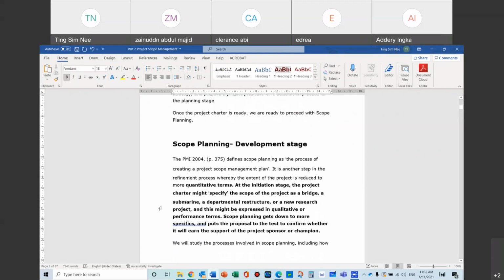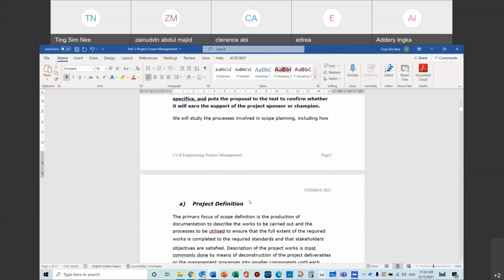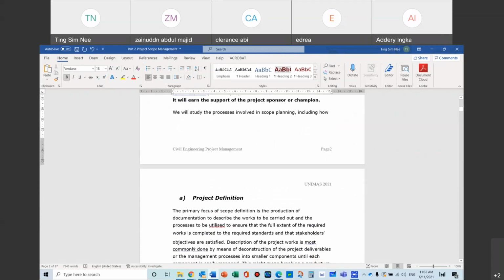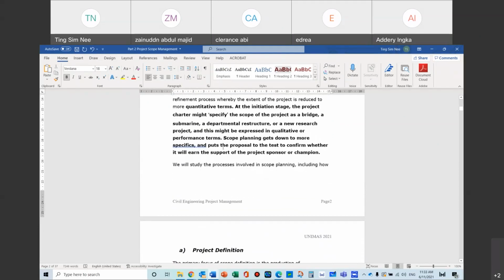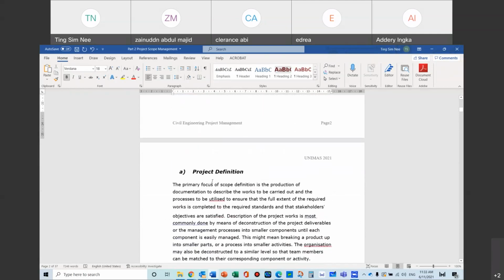So it gets down to more specifics. The project charter will tell you the bridge and all that. Now the process of scope planning will actually involve the project definition itself. It's not only about the scope definition up there, the project charter. It's about planning for the actual scope of the project, which we call the project definition. In this project definition, you must look at what the project deliverables are, what components need to be built, what components need to be done, what parts need to be created in order to have the final product.